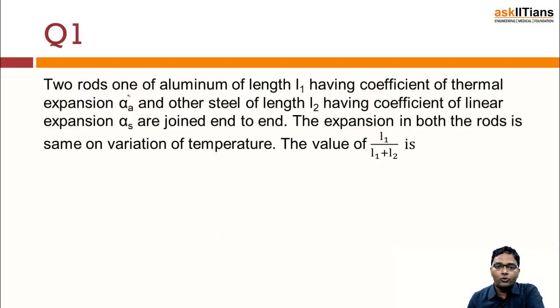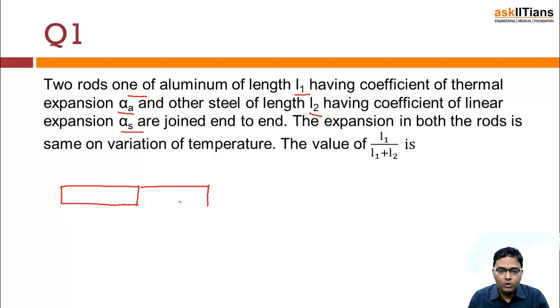The first question says, two rods, one of aluminium of length L1 having coefficient of thermal expansion alpha A, and the other steel of length L2 having coefficient of linear expansion alpha S, are joined end to end. So if I join it end to end, somewhat like this, these are the two rods which have been joined end to end. Here the first one is aluminium and the second one is steel. This has a length L1 and this has a length L2. Further, alpha A is the thermal expansion coefficient of aluminium and alpha S is the thermal expansion coefficient of steel.